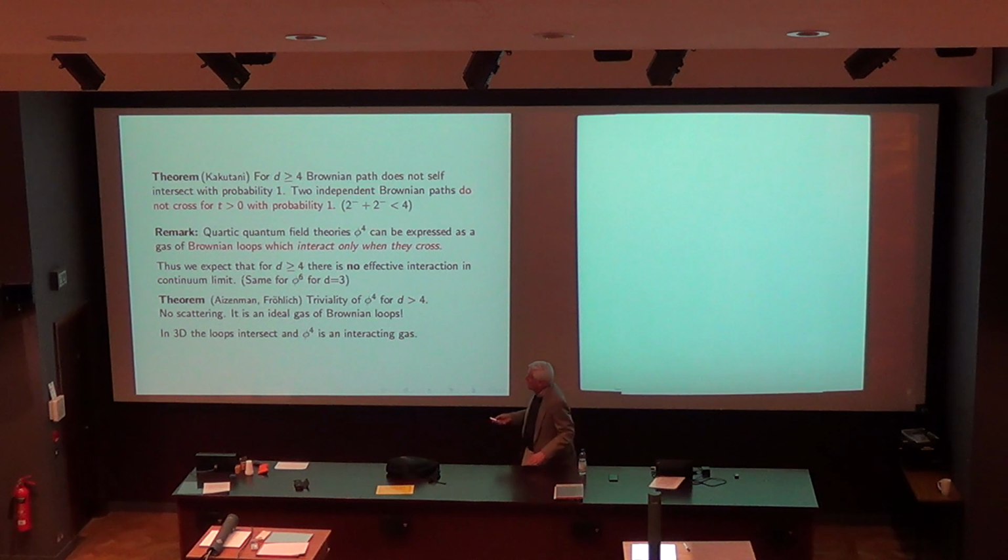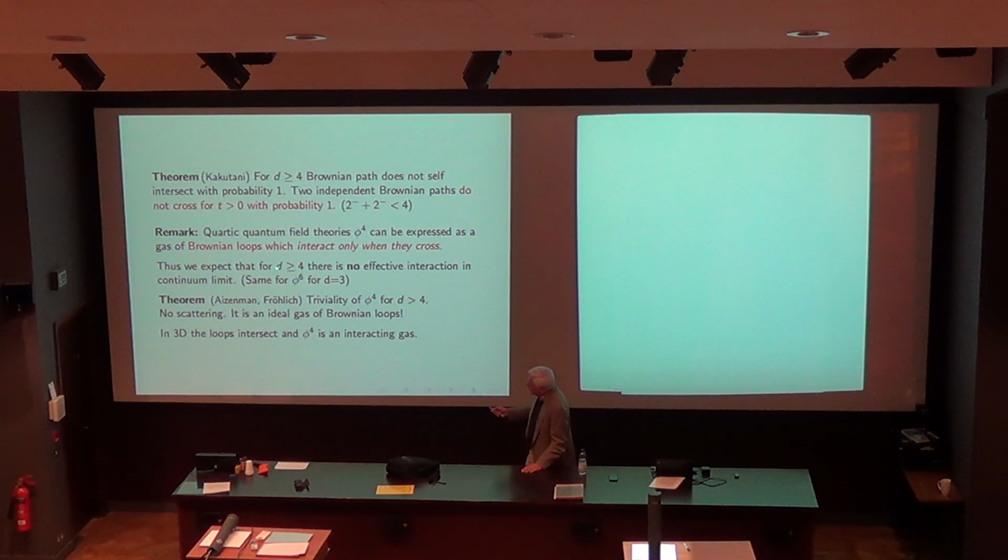Right? However, in 3 dimensions they will intersect because these are 2-dimensional objects. I take two 2-dimensional objects and I ask, will they cross? Yes, they will cross in 3 dimensions. So if I take two planes, they're generically going to cross, but not in 4 dimensions. So we expect there's no effective interaction, and something similar for this 5-6 interaction.